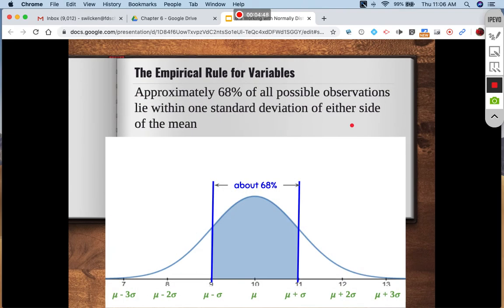So the empirical rule, we didn't really hit this too much. We kind of skipped over this section earlier in the course, but we're going to hit this again with the standard, with a normal distribution.